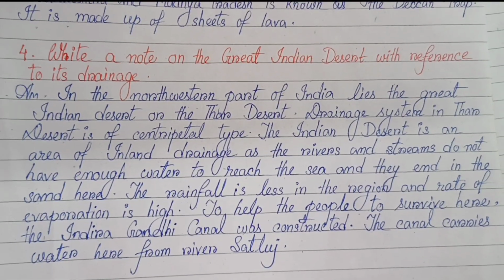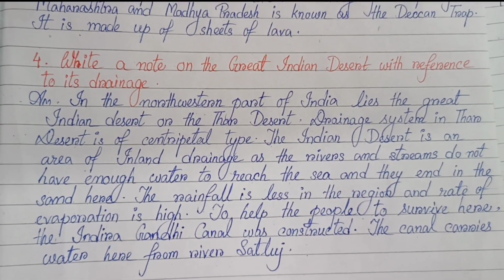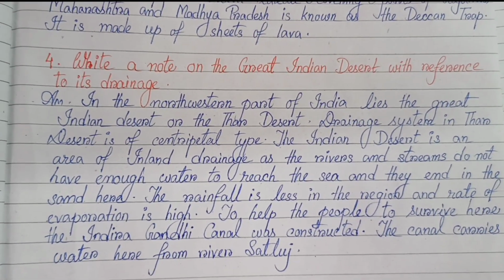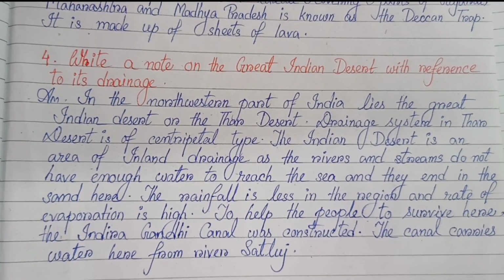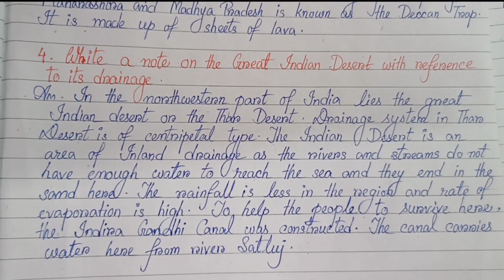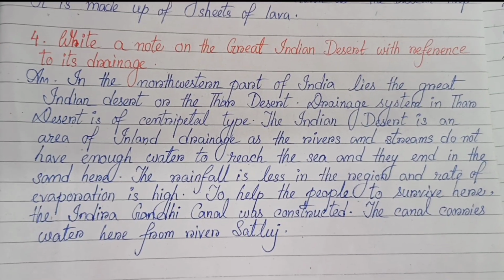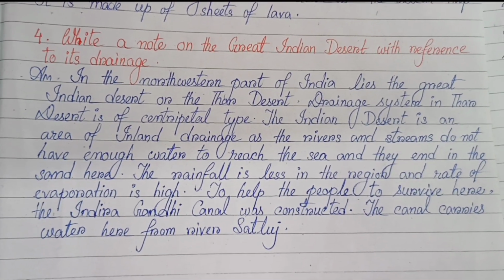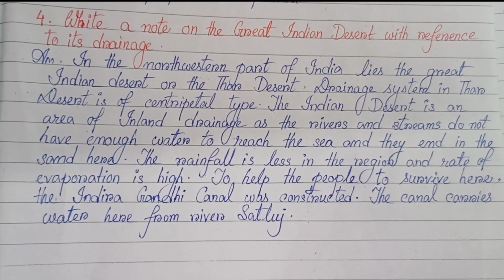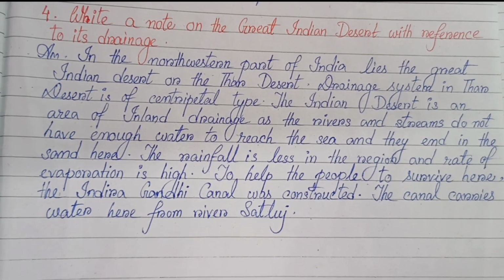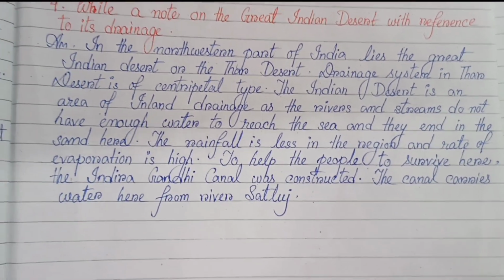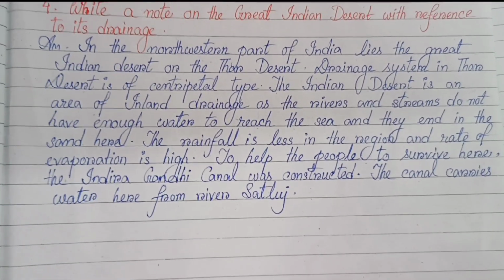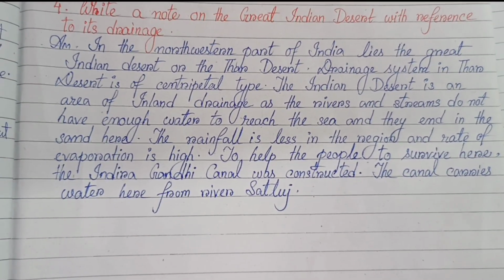Number 4, write a short note on the Great Indian Desert with reference to its drainage. In the northwestern part of India lies the Great Indian Desert or the Thar Desert. The drainage system in the desert is of continental type. The Indian Desert is an area of inland drainage, as the rivers and streams do not have enough water to reach the sea and they end in the sand here.